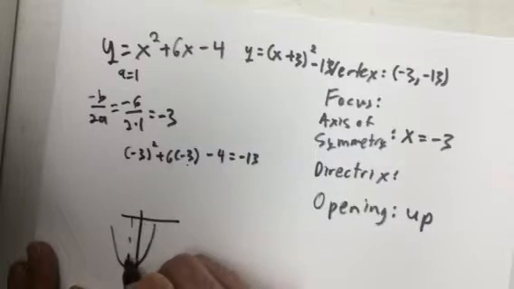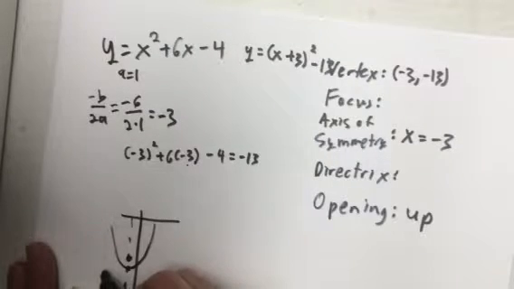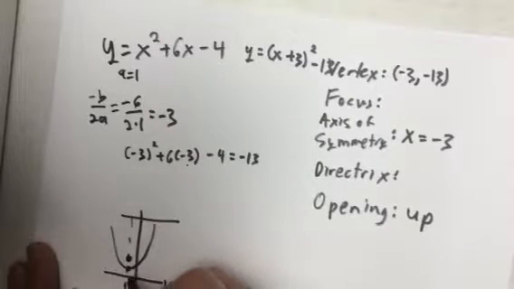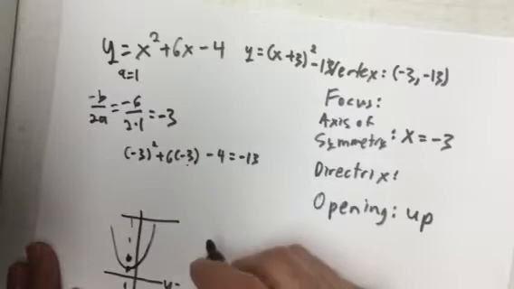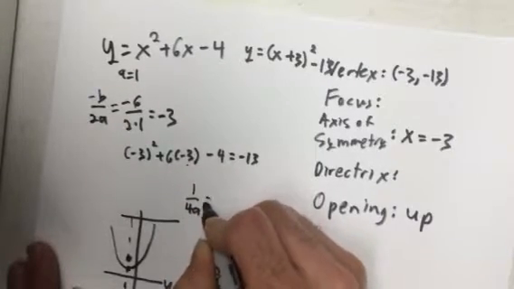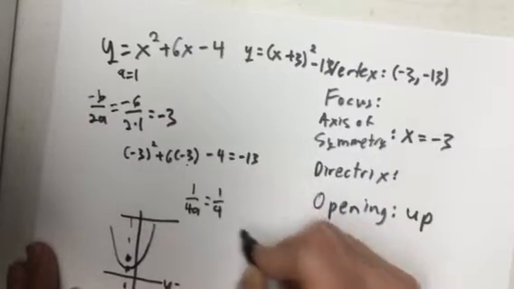The focus is going to be on that line up there, the directrix down here. Okay, so the directrix is definitely going to be a y equals. The focus is going to have an x value at negative 3. We just need to figure out its y value. And to do that, we use that focus length equation. That was 1 over 4a. In this case, a is 1, so that's just 1/4.